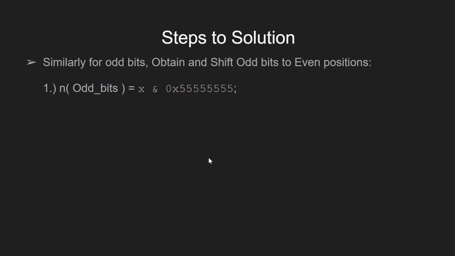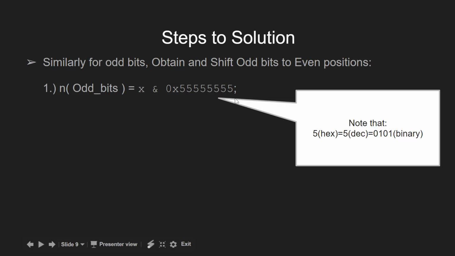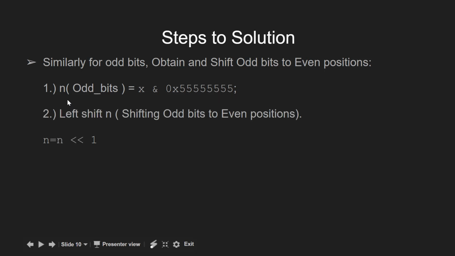Now we want all the odd bits from x, for which we perform the bitwise AND operation of x with the series of 5s in hexadecimal. Because 5 has all odd bits set and all the rest of the bits as 0, we would only get all the odd bits in the variable, say n. And also we need to shift these bits to the even positions, so for that we left shift n by 1.